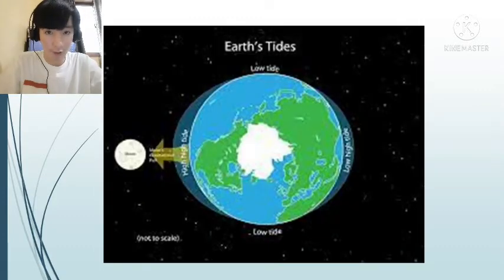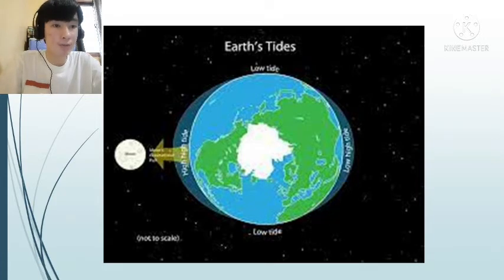Here we have a picture depicting how the moon controls the tides. The parts that are closer to the moon and the part that is farthest from the moon are the regions that will experience a high tide. This is because when the moon exerts its gravitational pull, it causes the water to rise, creating a bump, while the parts that are not aligned with the moon will experience a low tide.